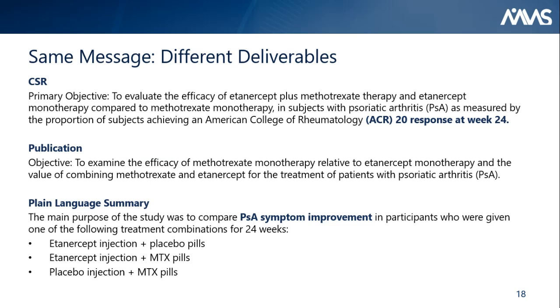So in the plain language summary, you can explain the use of ACR 20 at a high level, but the exact method of measurement is less important here when explaining the purpose of the study to patients without a scientific background. So for the plain language summary, an explanation of the primary objective should be provided in lay terms, most likely using bullet points to clearly show what each treatment group received and thus reducing the complexity of the information.